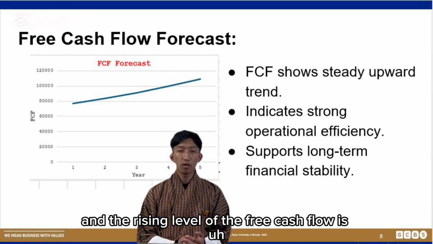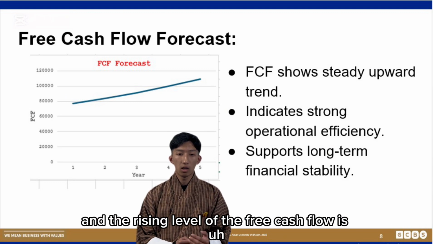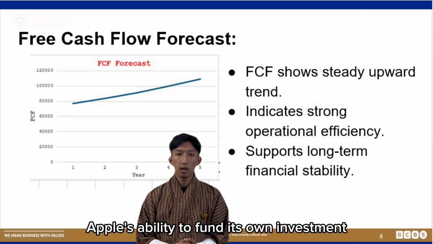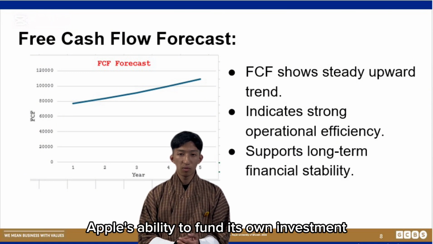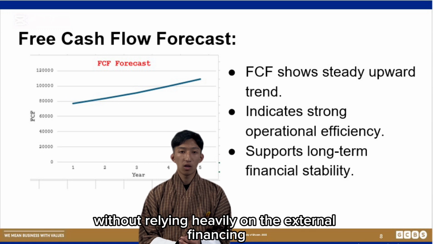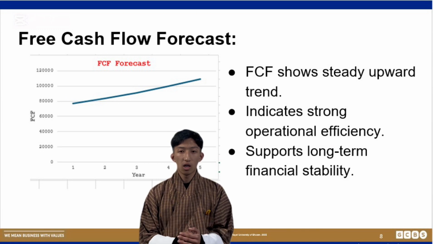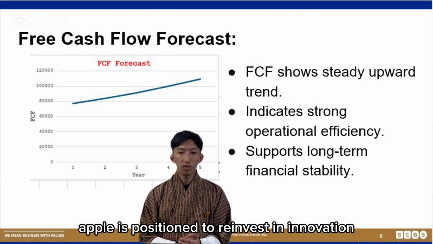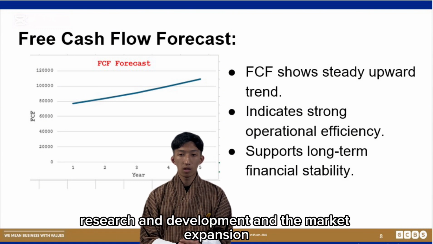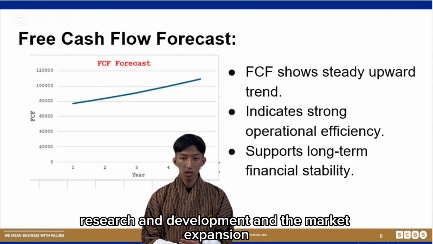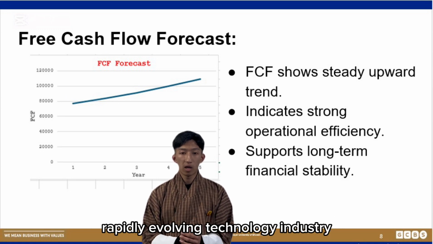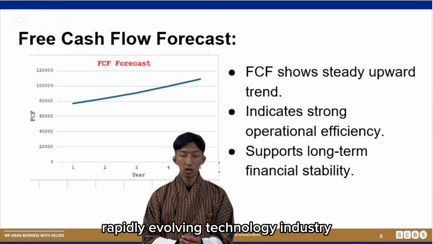And the rising level of free cash flow is particularly significant because it reflects Apple's ability to fund its own investment without relying heavily on external financing. With higher cash availability, Apple is positioned to reinvest in innovation, research and development, and market expansion, strengthening its competitive advantage in a rapidly evolving technology industry.